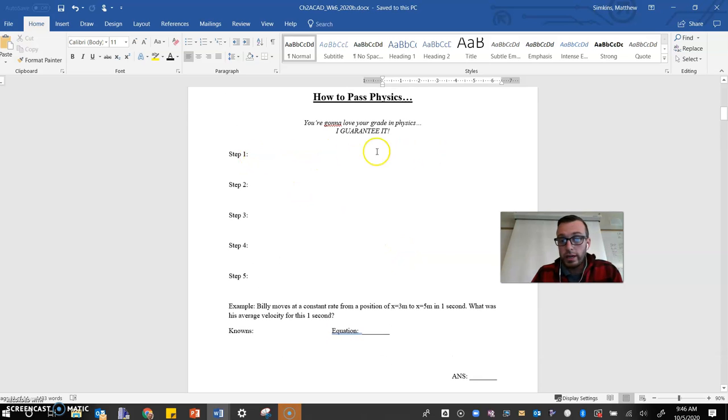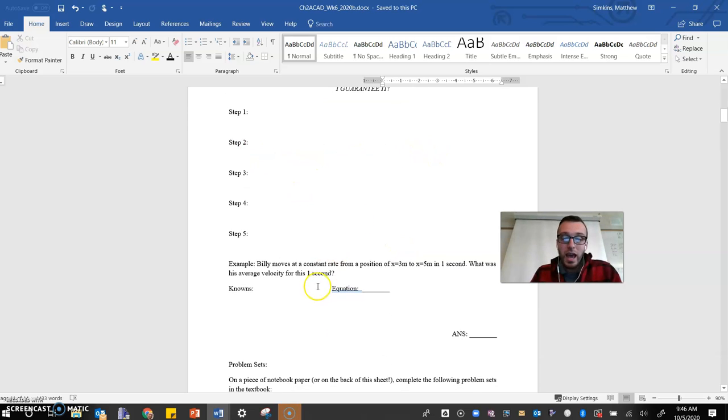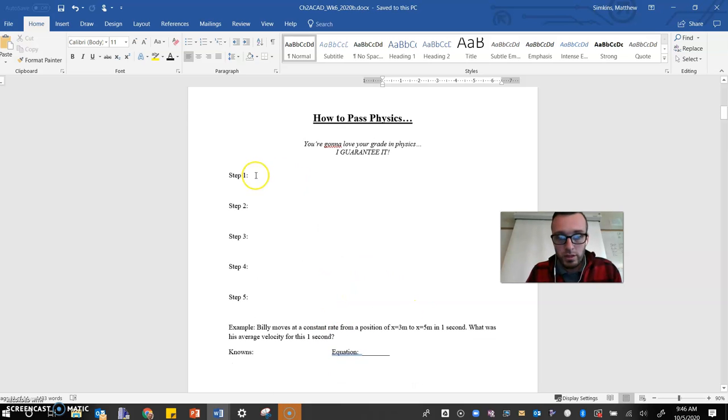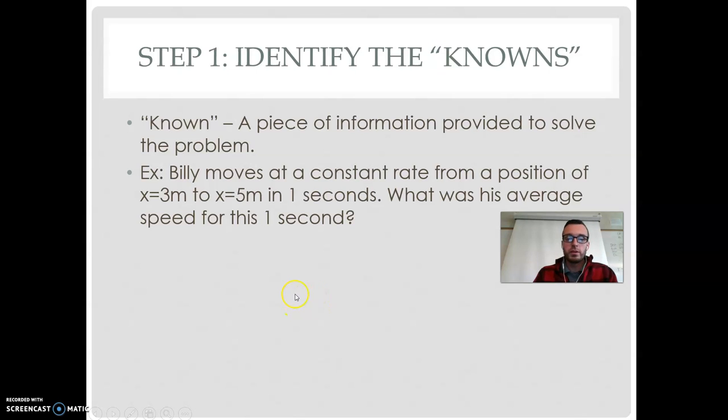So as you take your notes, write the step up here, like write what the step is, and then do that step down here in the Billy problem. So that's what we're going to do. We're going to write the step up here. We're going to do the step down here in the Billy problem as we go through.